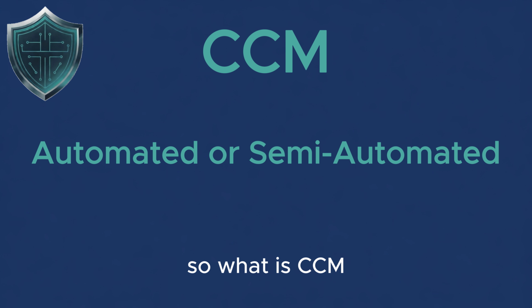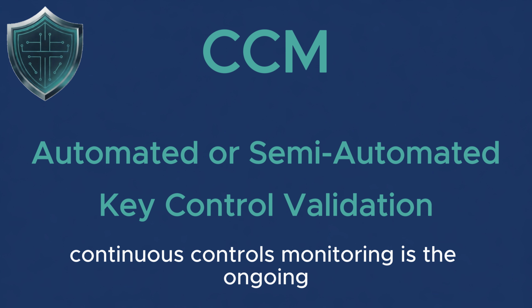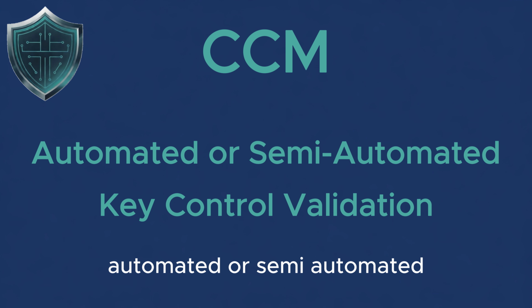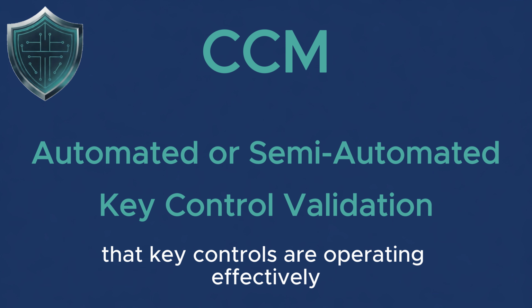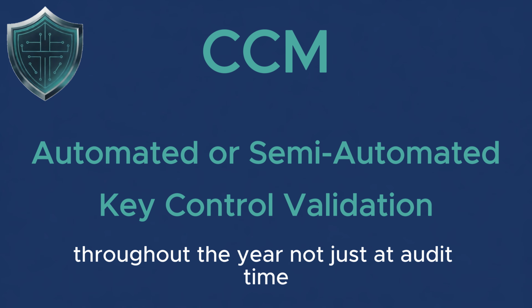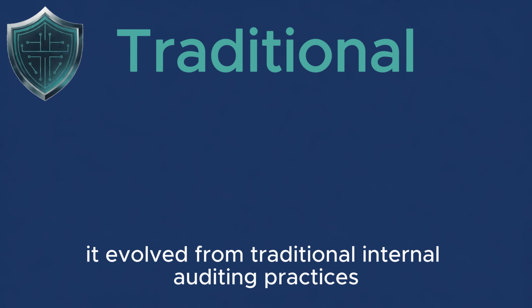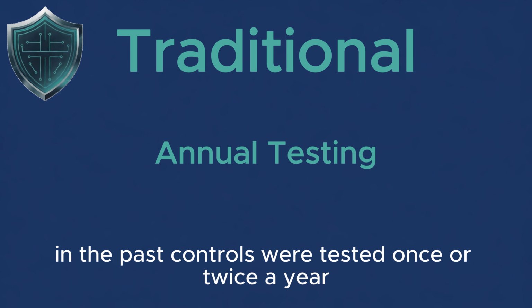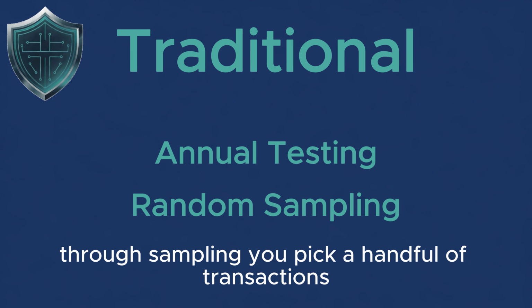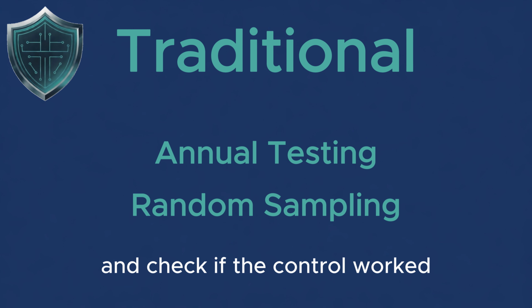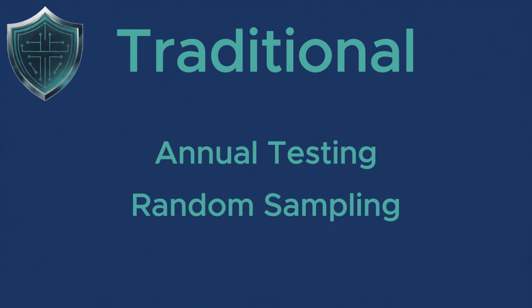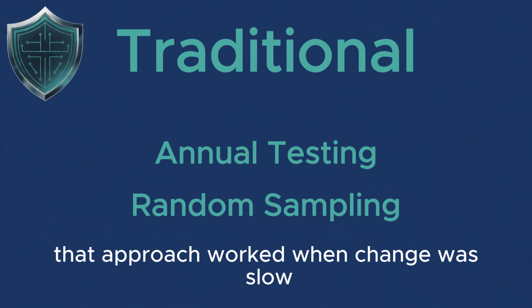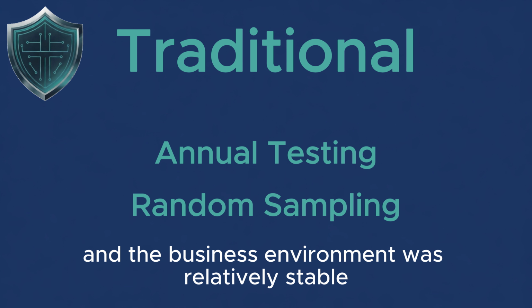So, what is CCM? At its core, continuous controls monitoring is the ongoing, automated, or semi-automated process of testing and validating that key controls are operating effectively throughout the year, not just at audit time. It evolved from traditional internal auditing practices. In the past, controls were tested once or twice a year through sampling. You pick a handful of transactions and check if the control worked for those few cases. That approach worked when change was slow and the business environment was relatively stable.